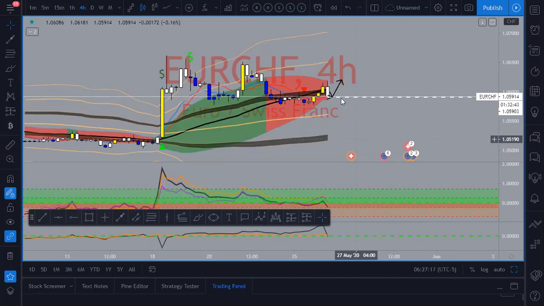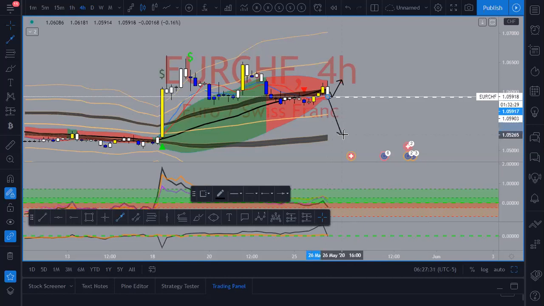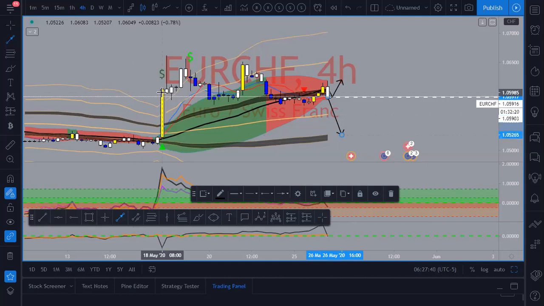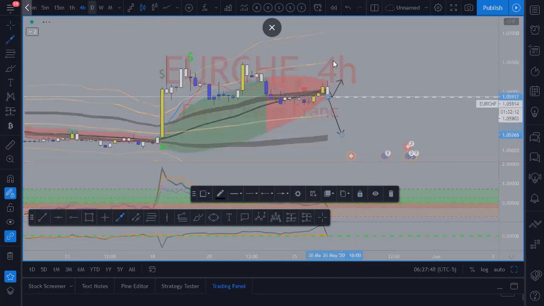So if price does come down and doesn't respect that 1.05900 area, this is what I'm seeing on Euro CHF coming to the downside right here, which would be exactly like this whole bullish move right here that happened on May 18th. So definitely looking out for that. But overall, I think I want to look at Euro CHF bearish.